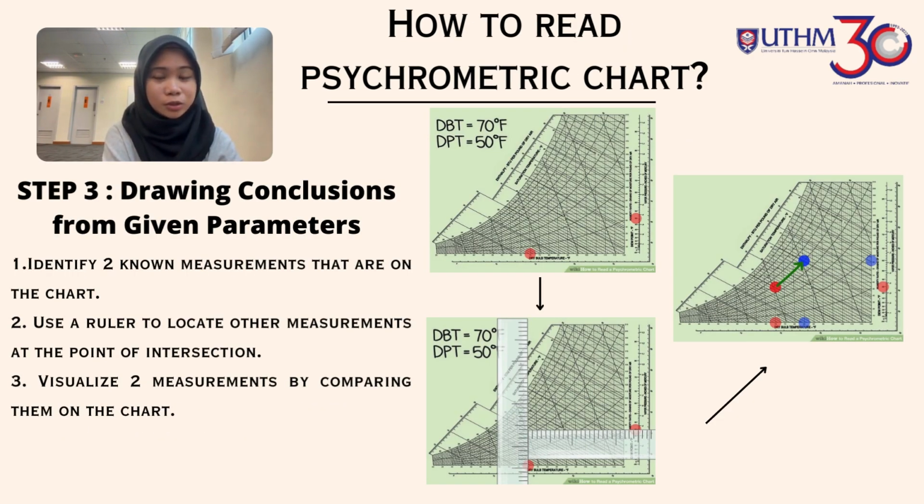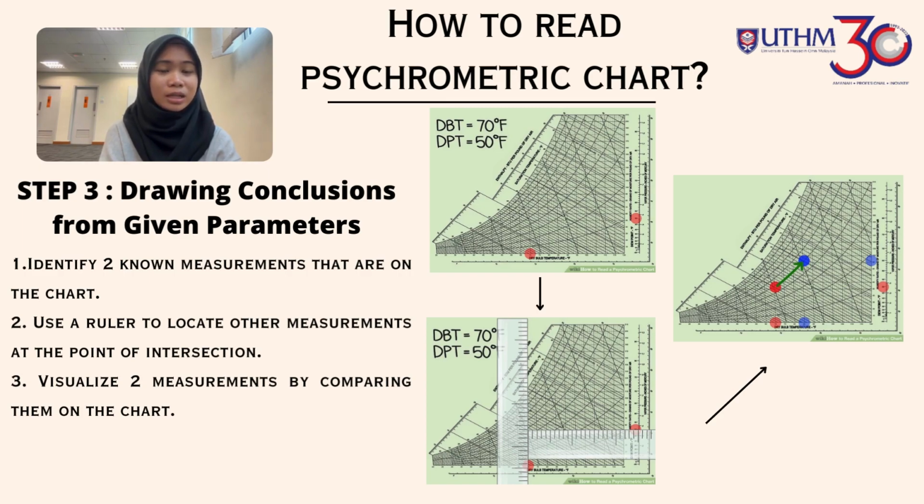For step 3, drawing conclusions from given parameters. First, identify 2 known measurements that are on the chart. Pick any 2 known measurements available and plot them on the chart where the lines intersect. Second, use a ruler to locate other measurements at the point of intersection. Once you have marked the point where your known measurements intersect, use a ruler to follow the lines extending from the point of intersection to the various scales on the chart.